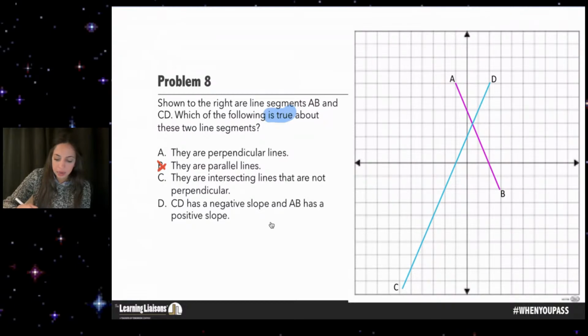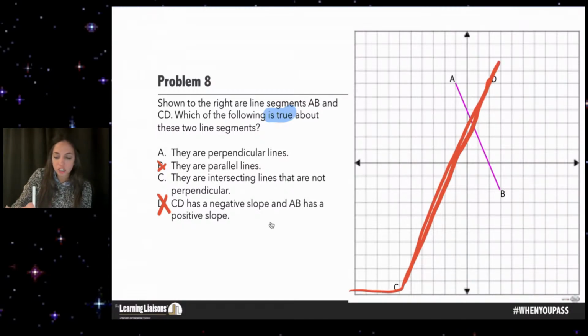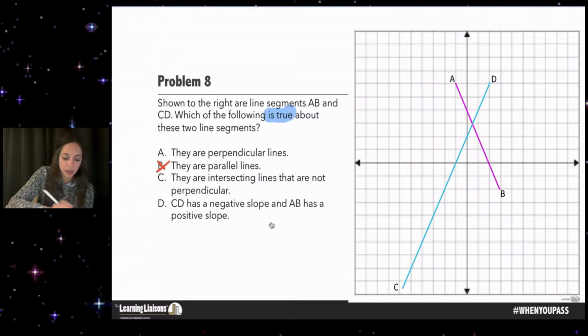CD has a negative slope. Absolutely not. CD has a positive slope. That right there is a positive slope. So I know D is wrong. How do I know it's a positive slope? Because I read from left to right, just like I read words from left to right. And so when I catch this graph, it's going up. When I catch this graph, it's going down. So I know AB is negative and CD is positive. So D is not correct.